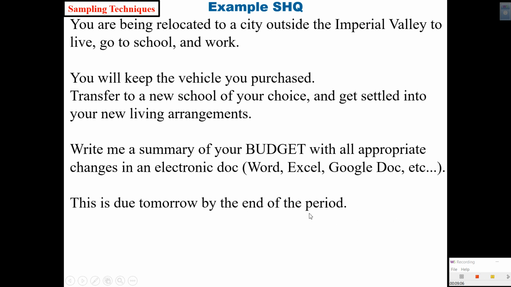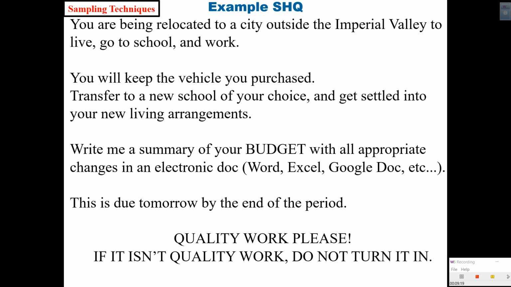This is due tomorrow at the end of the period. It shouldn't take you long because this time around it's a lot easier because you already did all the legwork. Quality work. If I don't have quality work, don't turn anything in. So, get up, move, get to your partners, and get started. Enjoy.